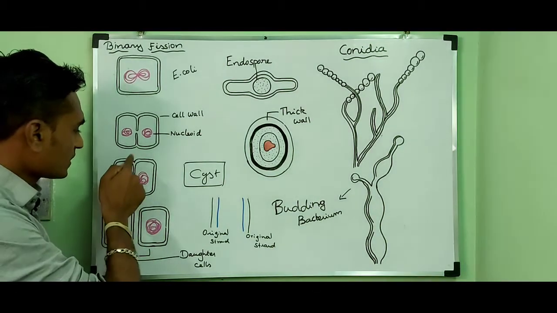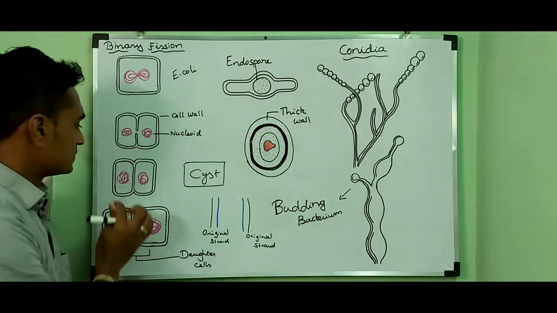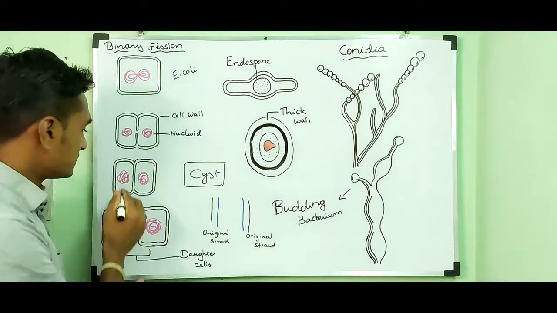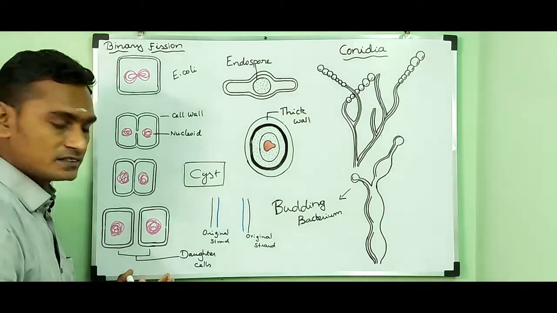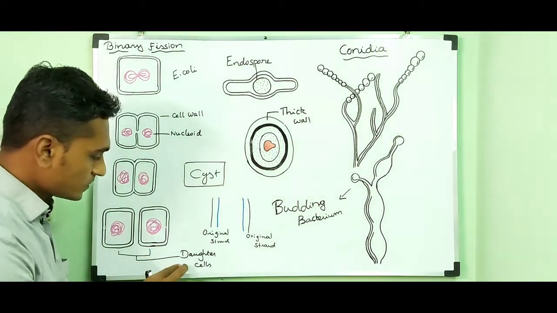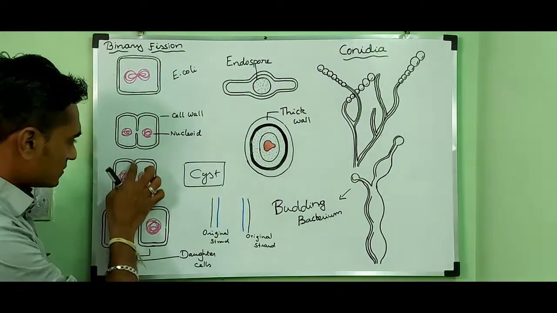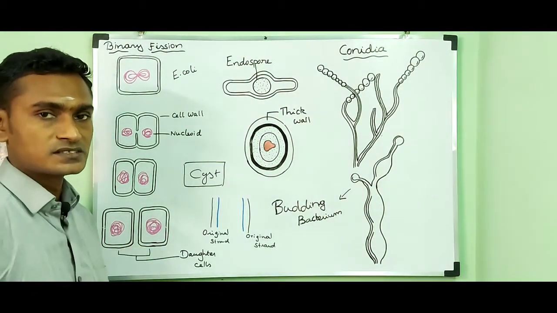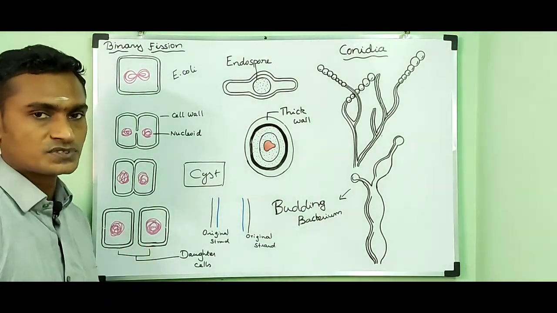Then a septum, which is a cross wall, or a constriction takes place in the middle region. Then the cell gets separated into two equal daughter cells. So that's all about the binary fission process.